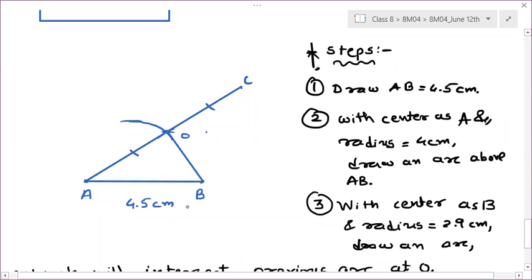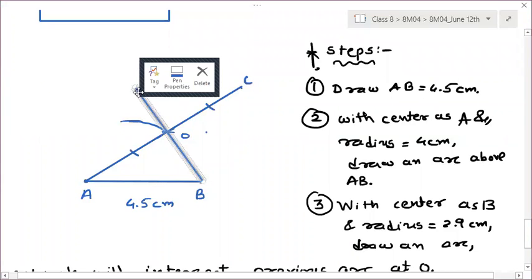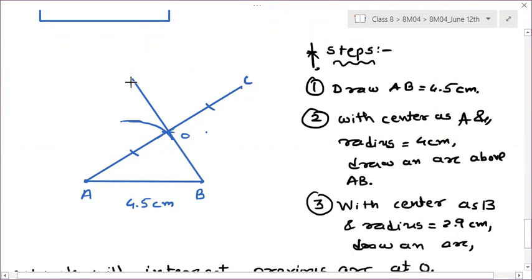In the same way, extend BO such that BO equals OD. Can you extend this or not? Tell me. Right, just keep your scale, and with the help of a pencil and scale, you just have to extend this. Okay. So this is your BO and OD. Okay.